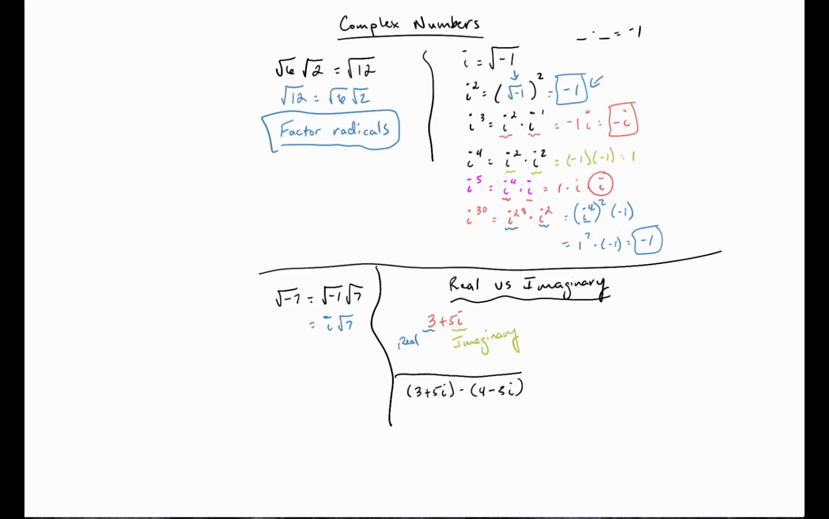Well, I can distribute that negative and kind of regroup things a little bit. Group the real parts together. Group the imaginary parts together. And there we go. So we can simplify these, but only real parts with real parts, imaginary parts with imaginary parts.